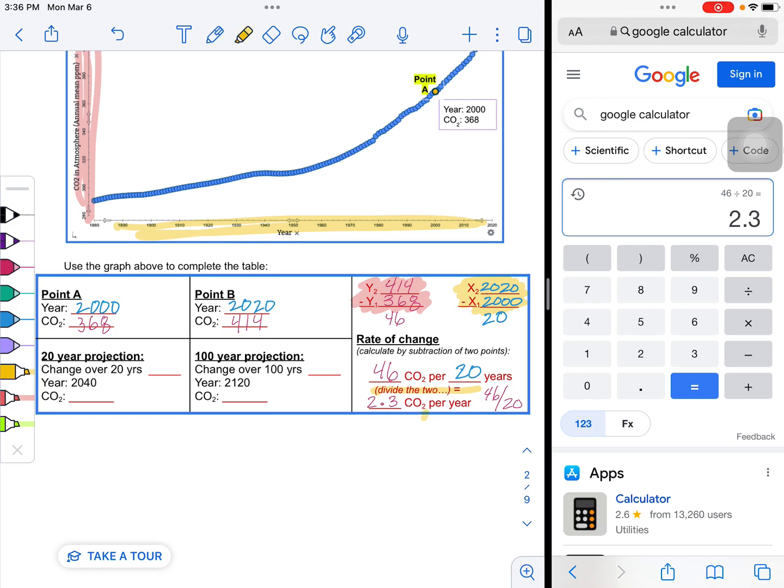So again, I have to fast forward that out to figure out my change for 20 years and 100 years. And then to get my 2040 and my 2100 value, I add to the current, right? So I'm going to add both of those to my current value.